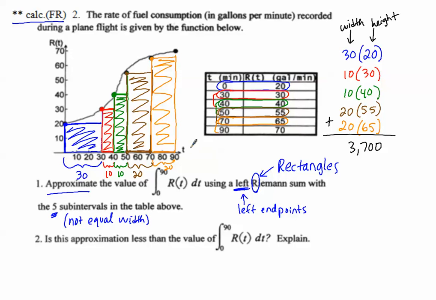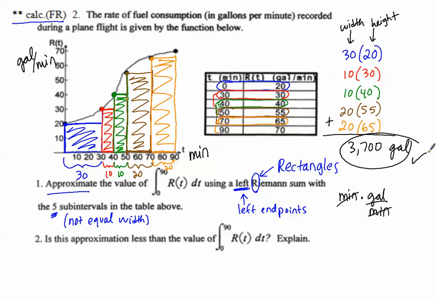So what were our units for the time, the x-axis that we were multiplying? That says minutes. And gallons per minute on the y-axis. So if we're multiplying the x-axis times the y-axis, the width times the height, we have minutes times gallons per minute. That gives us gallons. So 3,700 gallons is where we are for approximating that definite integral.